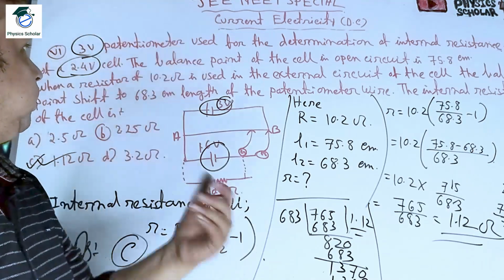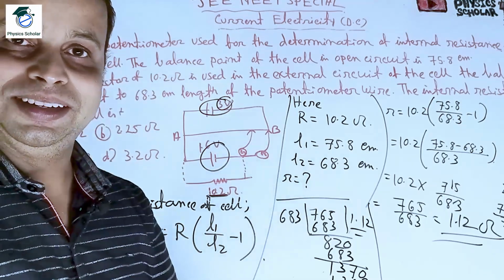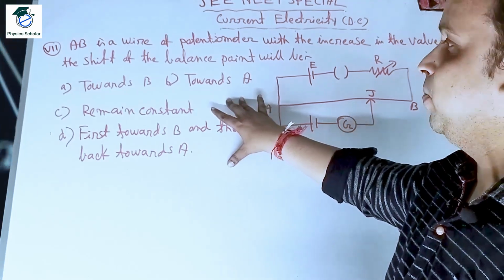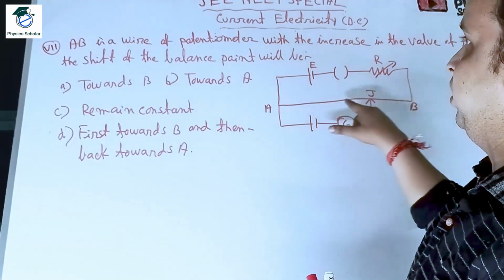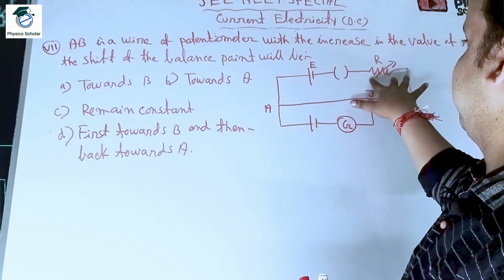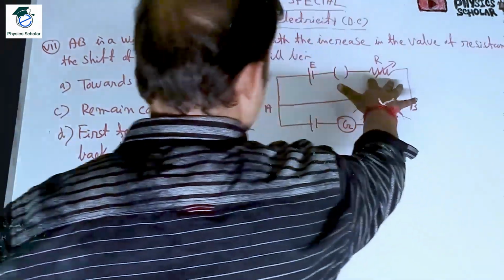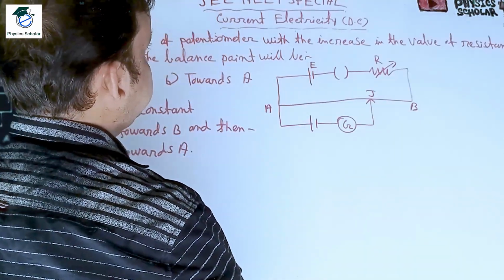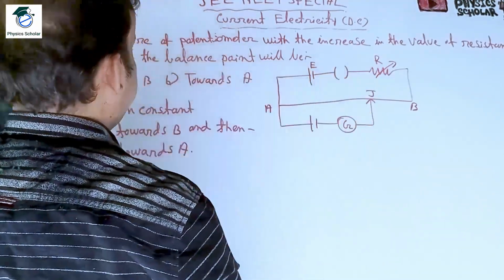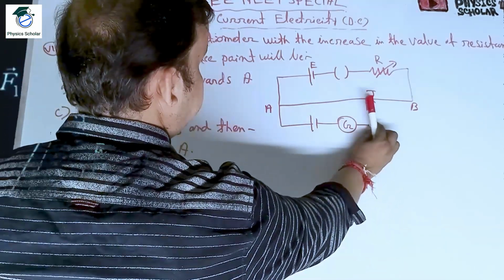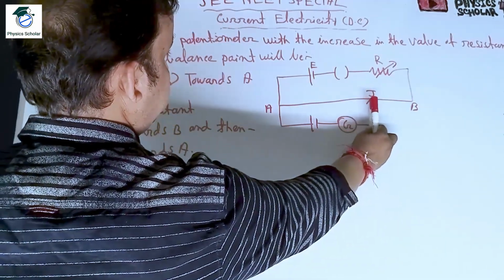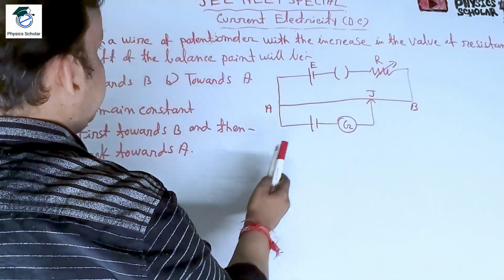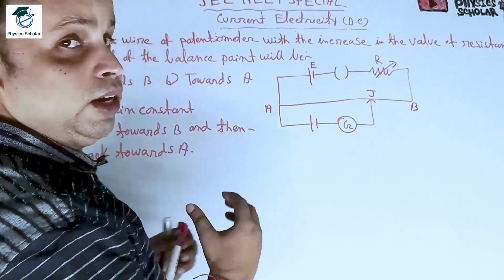So now without further delay, let us move to problem number 7. AB is the potentiometer wire, with a variable resistance, or you can assume a rheostat. If we increase the value of the resistance capital R, then the balancing point J will shift towards A, towards B, or remain constant? So that is a conceptual question.